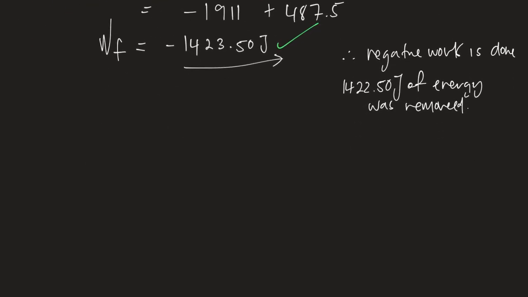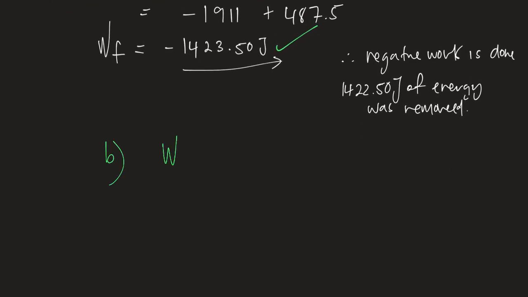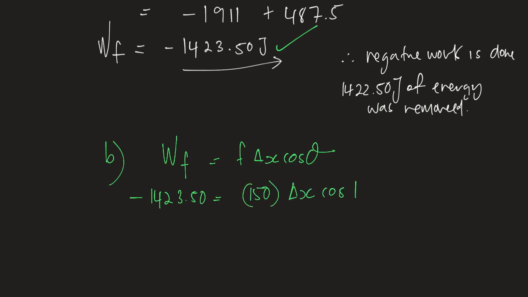All right, so for question B, work done by friction is equal to F delta x cos theta. This is negative 1423.50, which is equal to 150 times delta x cos 180. Let's put that into the calculator, and I'm going to get 150 delta x. Then I need to solve for delta x, and delta x is equal to 9.49 meters.